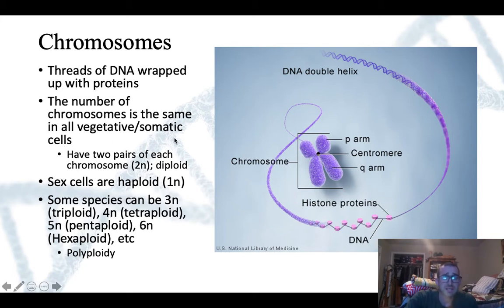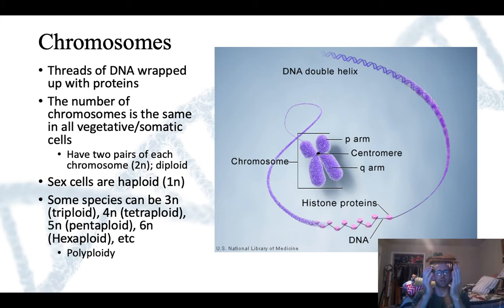Now, as I said, all of your body cells, and the same if we're talking about vegetative cells of a plant, will all have the same number of chromosomes. However, the sex cells are different. They are haploid. They only have 1 copy of each chromosome. That is because sex cells combine, right? You get your sperm and your egg, and they combine to make eventually a new organism that is now complete, that has 2 copies, right?